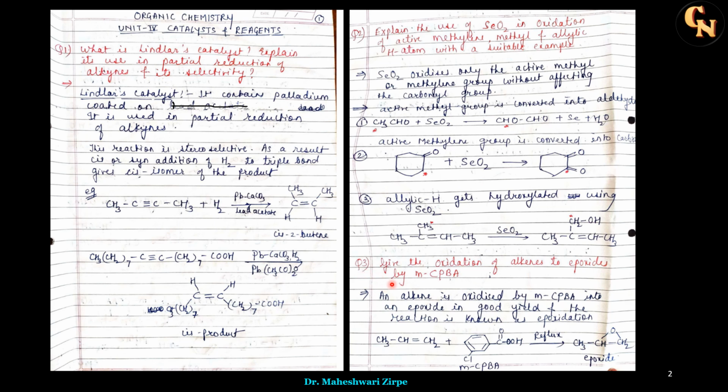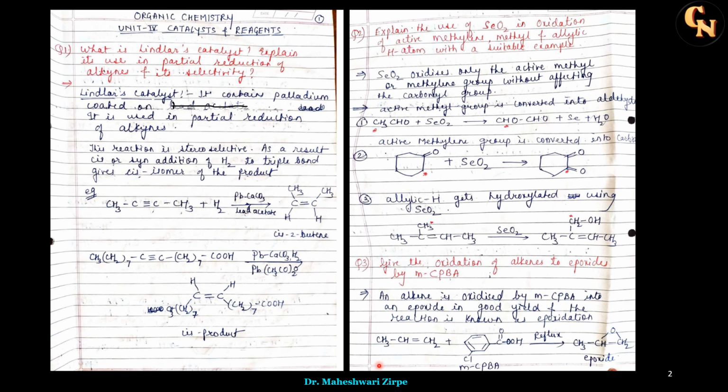The next question is, give the oxidation of alkene to epoxide by meta-chloroperbenzoic acid, MCPBA. So here MCPBA is used as an oxidizing agent, and the alkene is oxidized by MCPBA into an epoxide in good yield. The reaction is known as epoxidation.